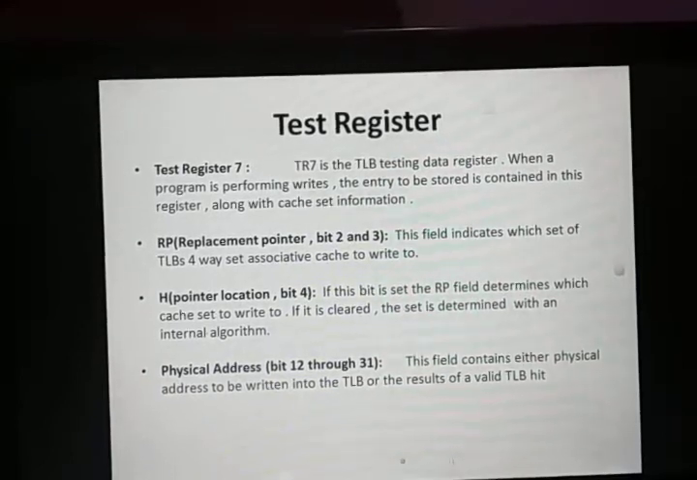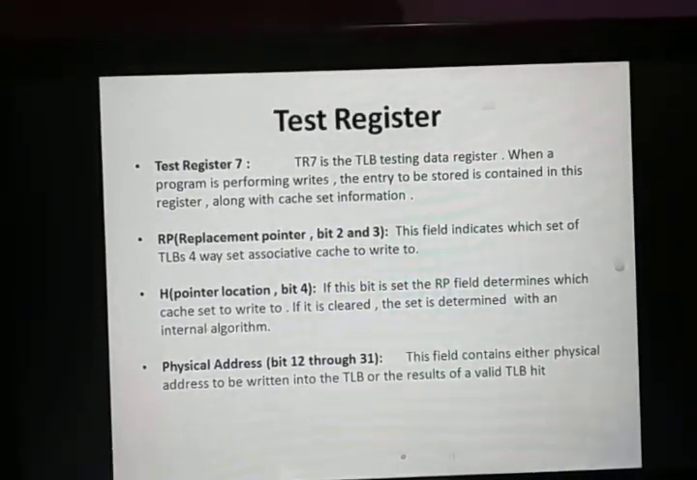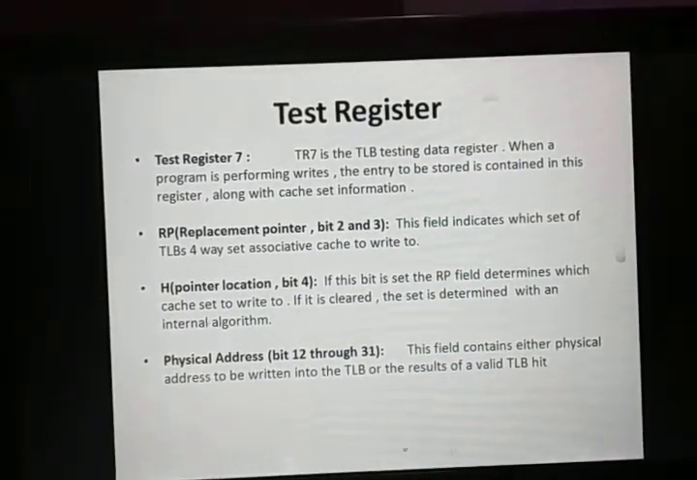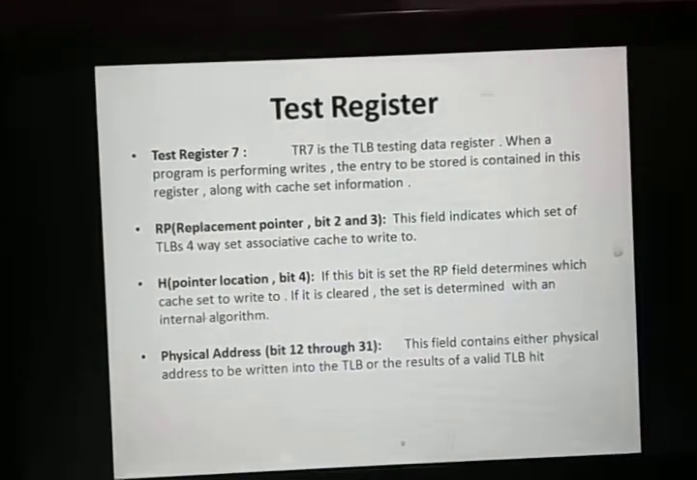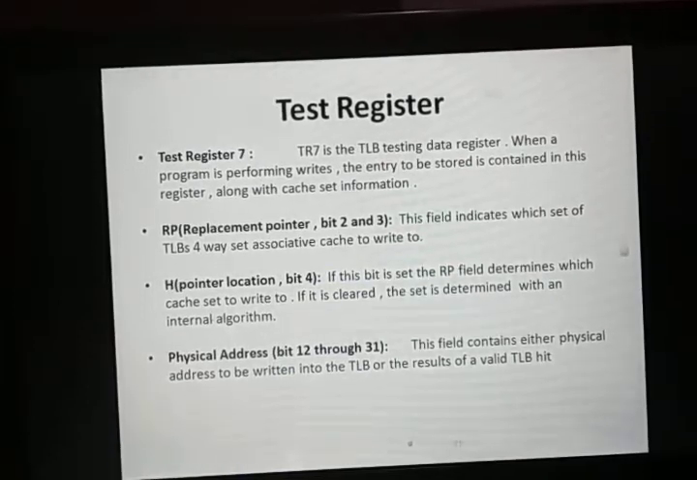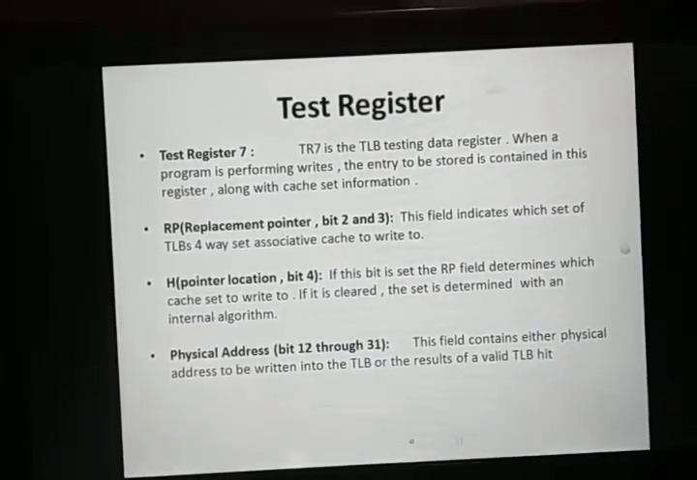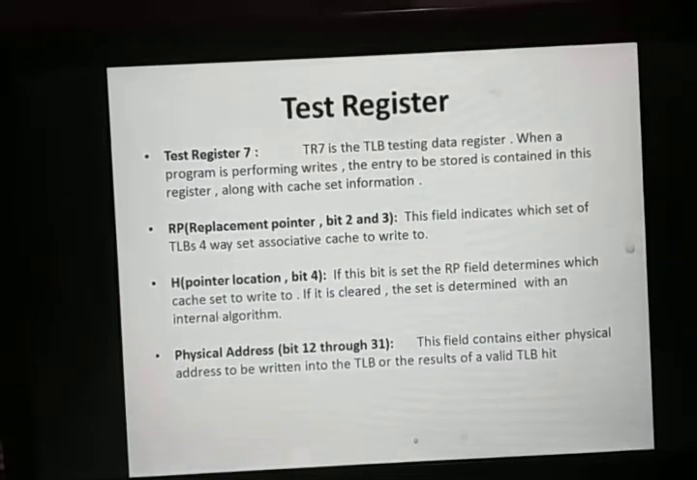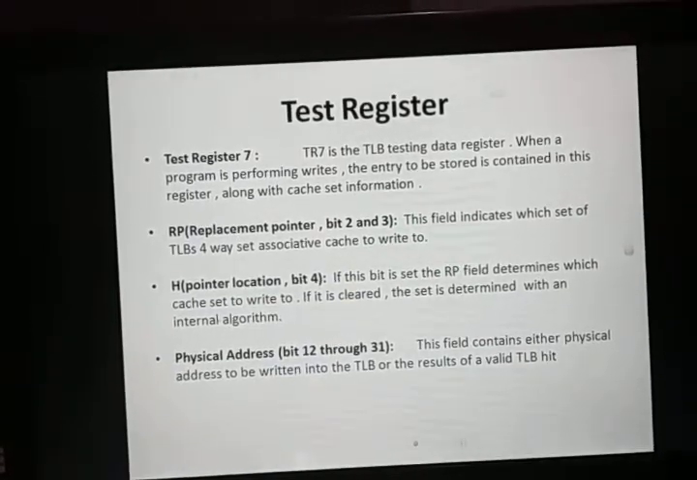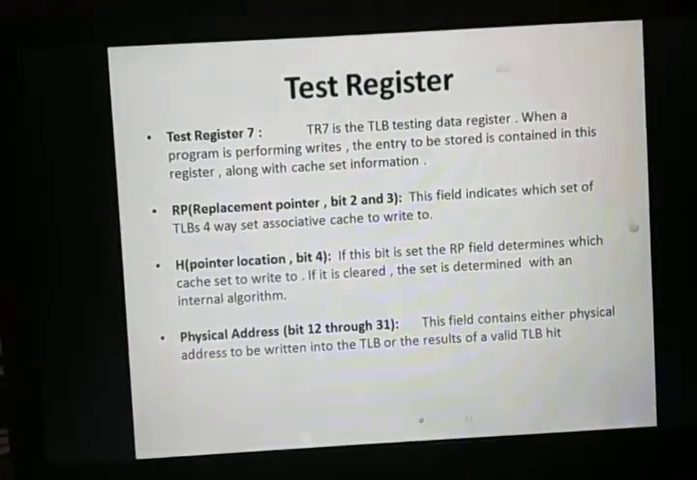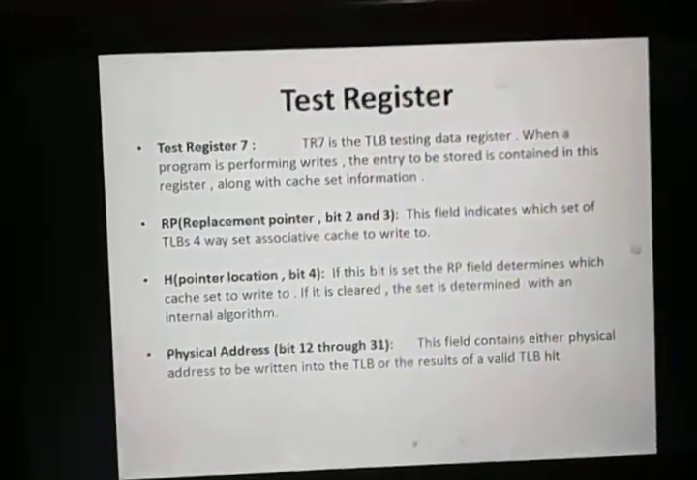Replacement pointer: this indicates which set of the TLB 4-way set associative cache to write to. Then the location pointer: if this bit is set, the replacement pointer field determines which cache set to write to. Both fields we use for the write purpose, to decide which cache set to write to, because it is a 4-way set associative memory. So which set of the TLB is written to, we determine using the RP or H field. Then the physical address: bits 12 to 31 we use for the physical address.